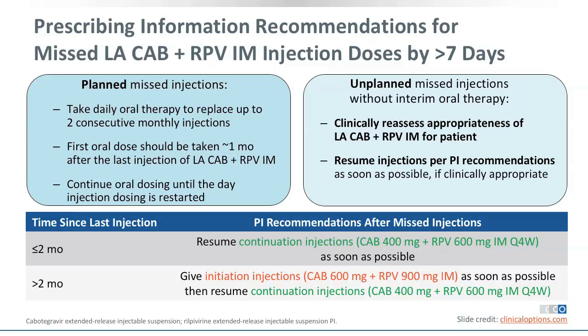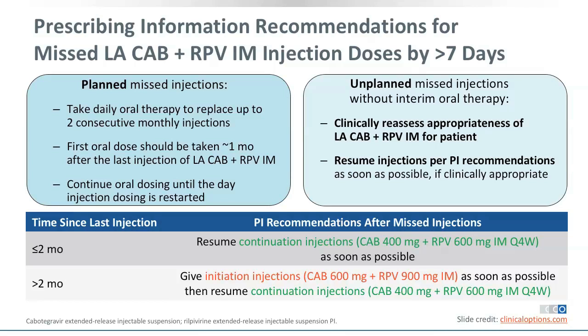When one is considering initiating these new long-acting injectable regimens, it's important to stress the importance of adherence to a fairly strict dosing schedule. In the event that an injection is planned to be missed by more than 7 days, providers should work with the patients to establish a plan to initiate an oral bridging therapy, which can be used to replace up to 2 consecutive monthly injections. When there is a planned missed injection, the first oral dose should be given about 1 month from the last injection and continued all the way until the day the new injection is resumed.